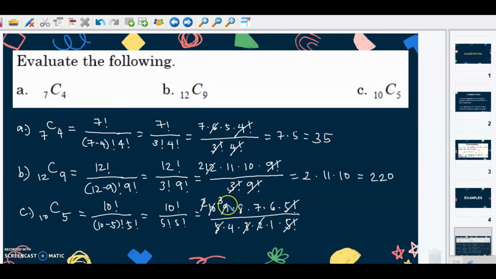We will have here 3. And then 4, we can cancel 4 and 8. Then 8 will become 2. Okay? So we were left with 3 times 2 times 7 times 6, which will give us 252. And this will be our answer for the third item.